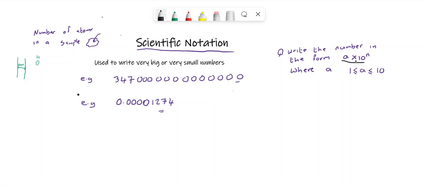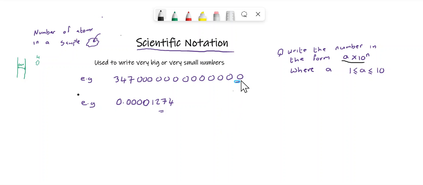It's a multiplied by 10 to the power of n, where a is a number between 1 and 10. So it's basically a is greater than or equal to 1, and a is less than 10. So you want to write it in this form, where a is a number between 1 and 10, and then it's multiplied by 10 to the power of n. So how do we do that?